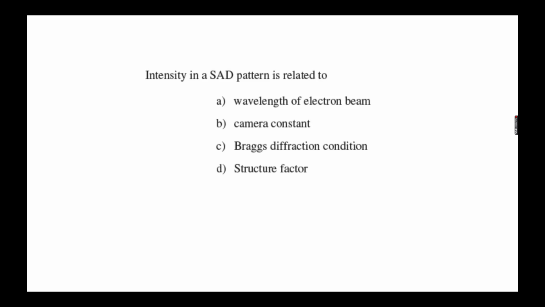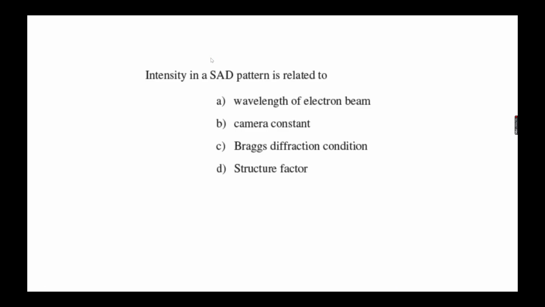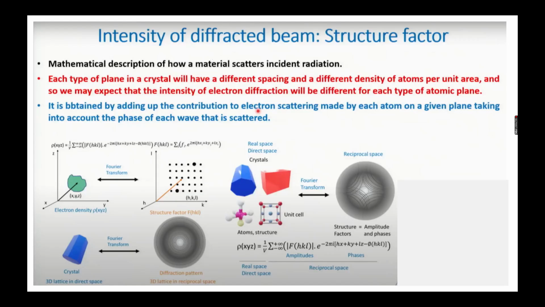But for one material, you need to fix the wavelength of your electron. Suppose you are doing an experiment, you can't change the wavelength of the electron in between. You need to keep it constant. If lambda is not constant, then it is difficult to correlate the d spacing as well. So just by the structure factor, you can control the intensity in the SAD pattern.